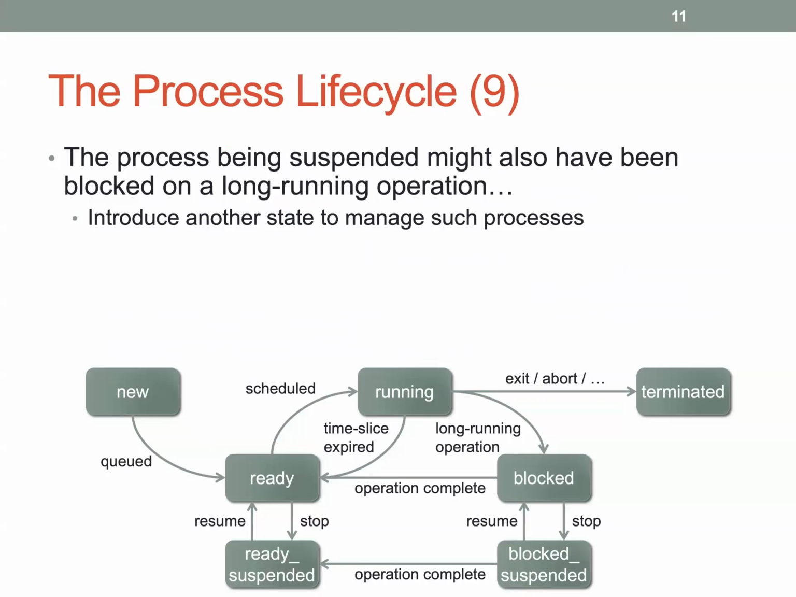Now, if a process was running and it performed a long-running operation, it's reading from the console, it is reading from the disk, and you decide to suspend it, then we can move it into a blocked suspended state because it's blocked, and we need to keep track of the fact that it's blocked as well as being suspended. And of course, if the long-running task completes in the background, then it can be moved from blocked suspended to ready suspended. Okay, so this is the final process lifecycle. This captures just about all the kinds of things we may need to be aware of in implementing a process abstraction for an operating system.